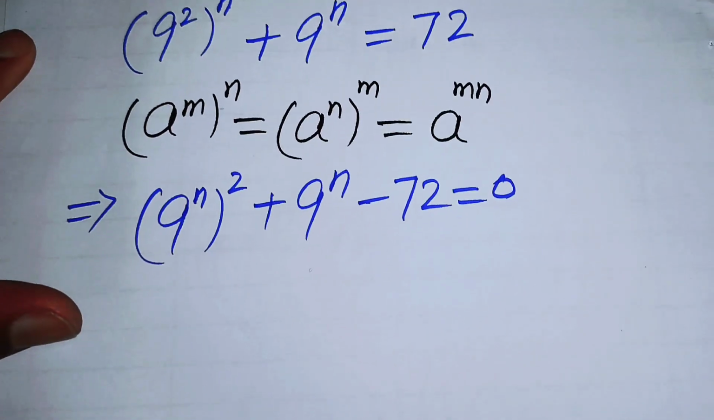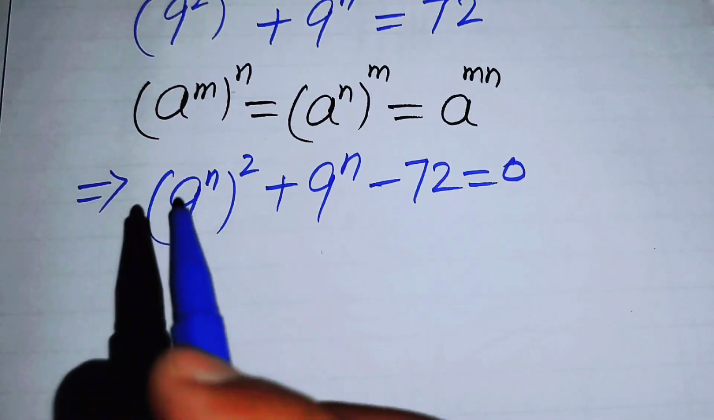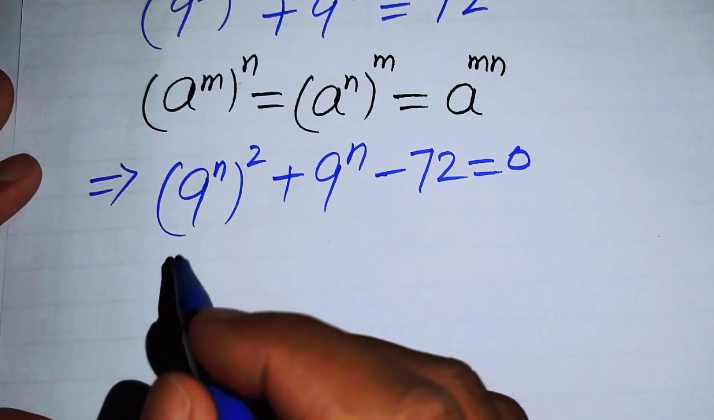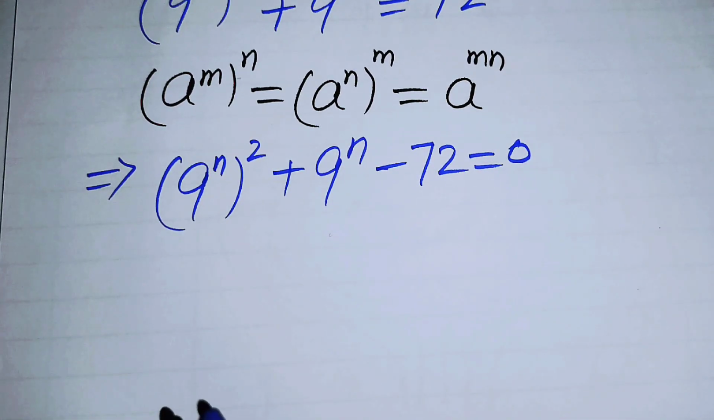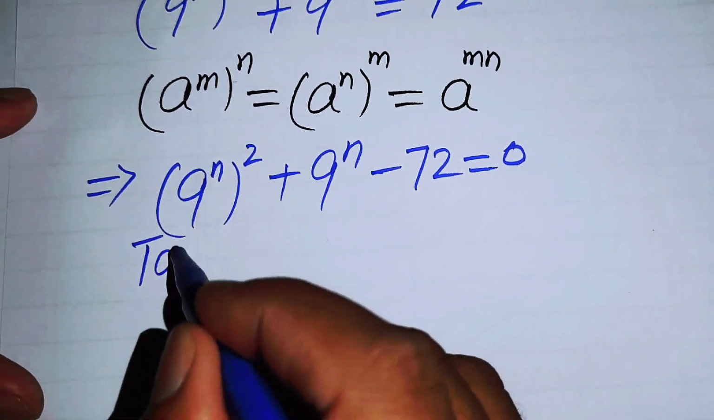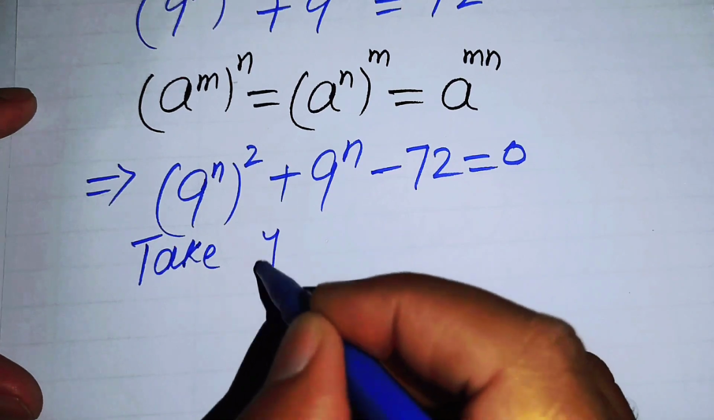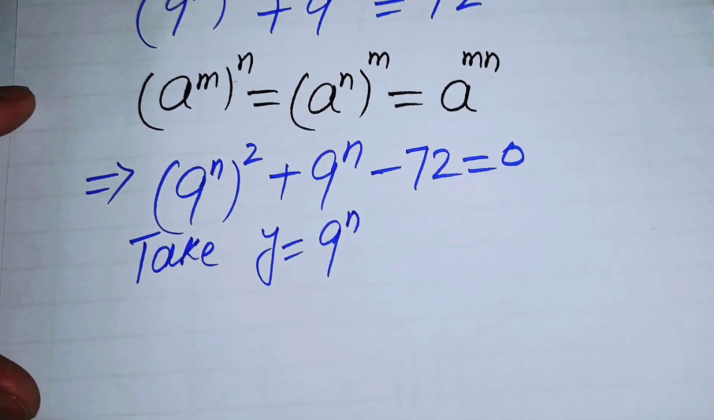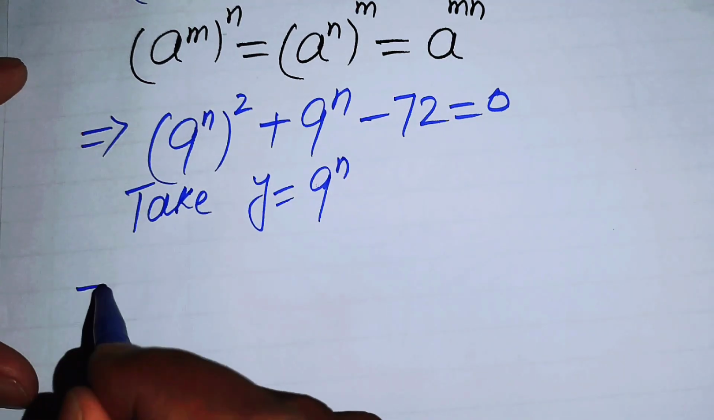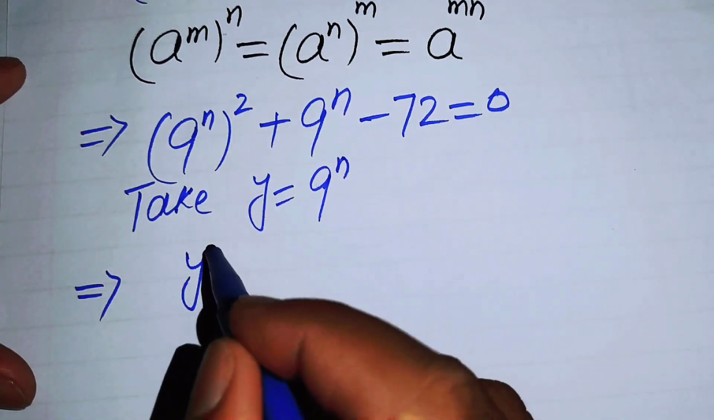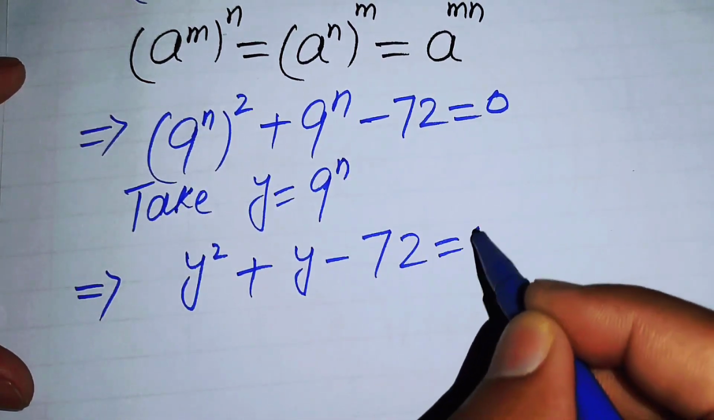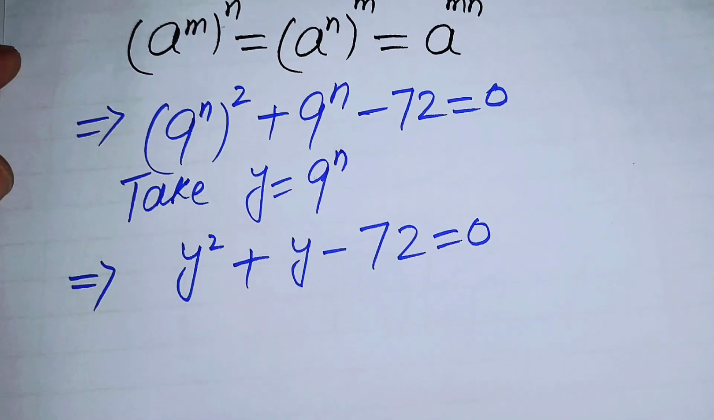After this step we will convert this exponential equation into quadratic form, so we just need to take y is equal to 9 to the power of n. When you put y is equal to 9 to the power of n in this equation, you get y squared plus y minus 72 is equal to 0.